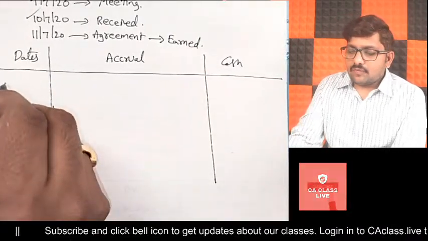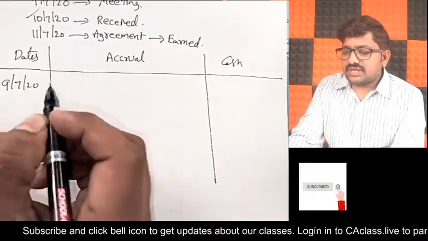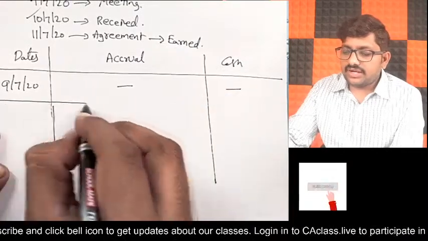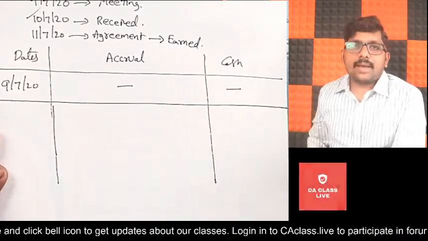Come on. Now, first date. It's the 9th of July 2020. Did you earn? No. Are you receiving it? No. On that day, not earning, not receiving, both are not happening.